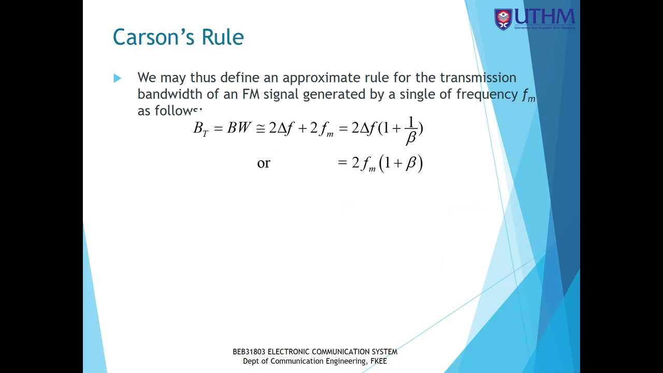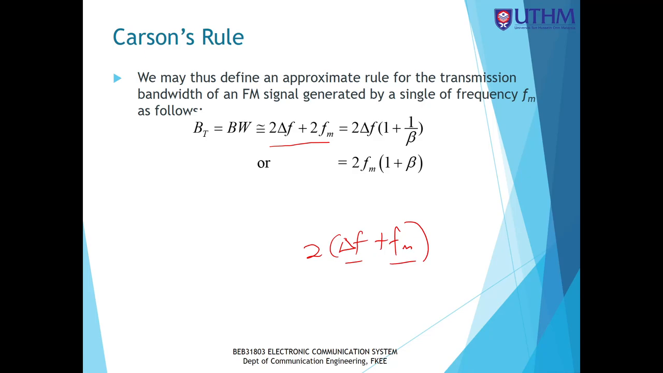Another one is a bandwidth by Carson. So this is defined by Mr. Carson. Bandwidth Carson is actually also known as the approximation bandwidth. It is defined as 2 times delta F plus FM. Okay, 2 times delta F plus FM. So bandwidth by Carson, you don't need to look in the table. Just need to find the value of delta F and also the FM.